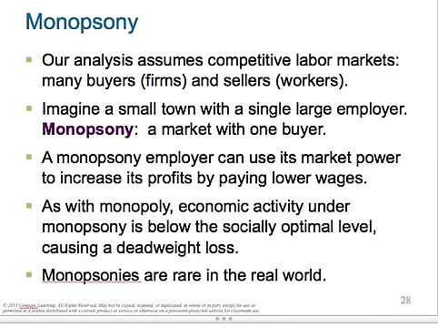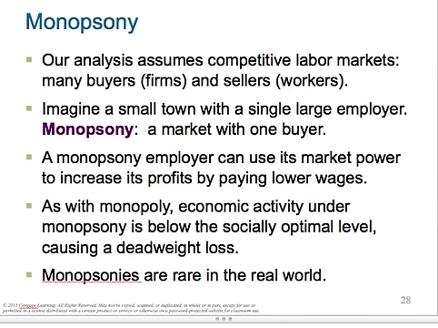The monopsony employer can use its market power to increase its profits by paying lower wages. Okay, you don't want to work here? There's nowhere else to work. I don't have to pay you a higher wage. Like a monopoly, economic activity under a monopsony is below the socially optimal level, causing a deadweight loss.